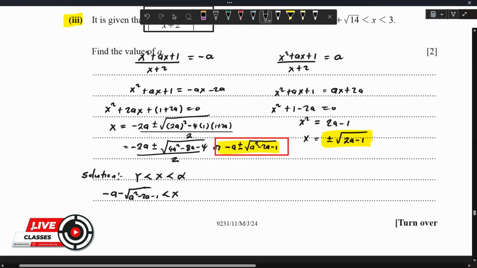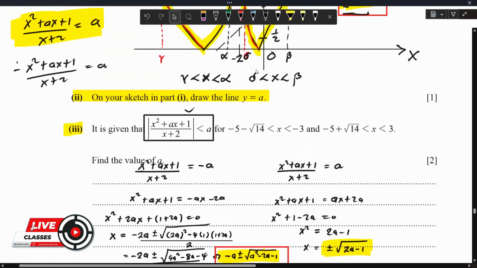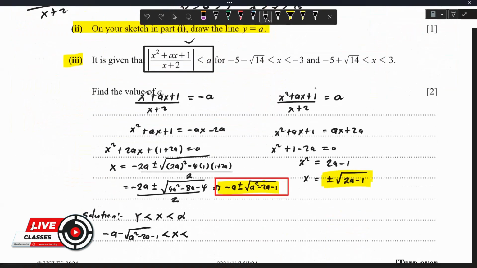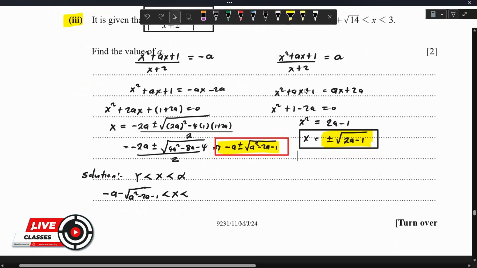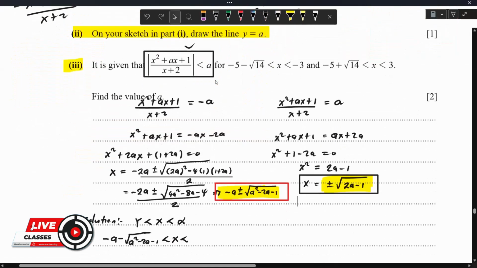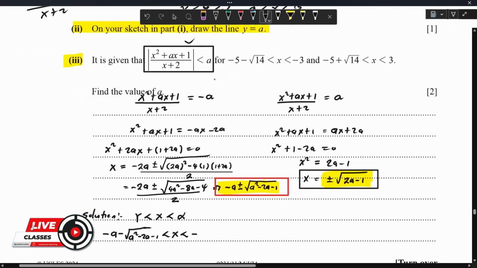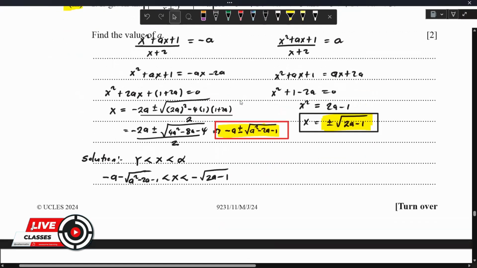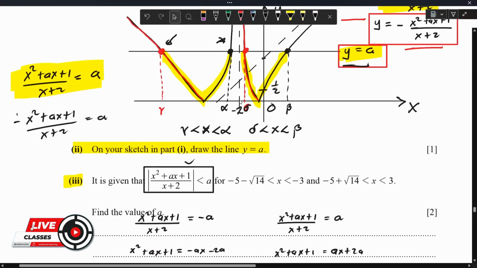And it's less than x and less than alpha, which is this point here, the black solution where the original graph intersects. So these are the solutions we got for the black intersection. So then the negative one, this is supposed to be minus the square root of 2a minus 1. So this is the first solution. And then the second set of solutions is this one here.